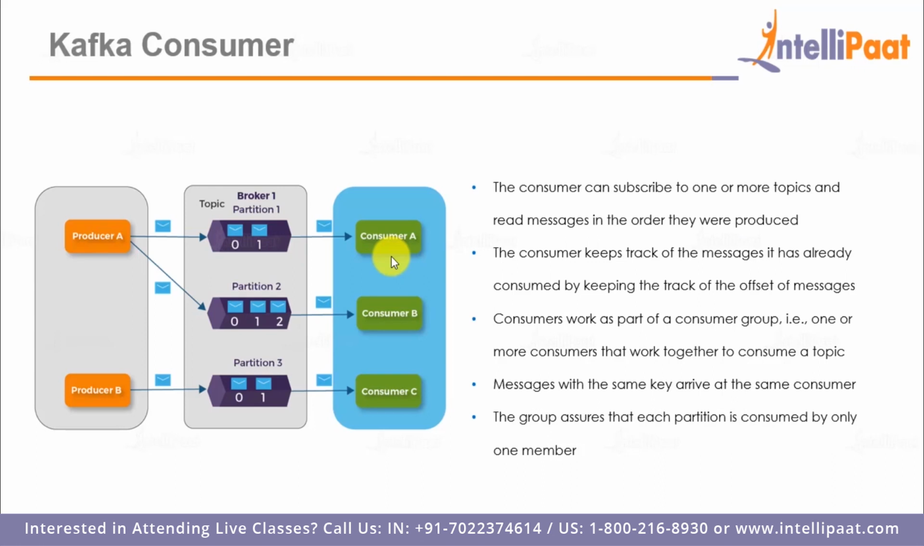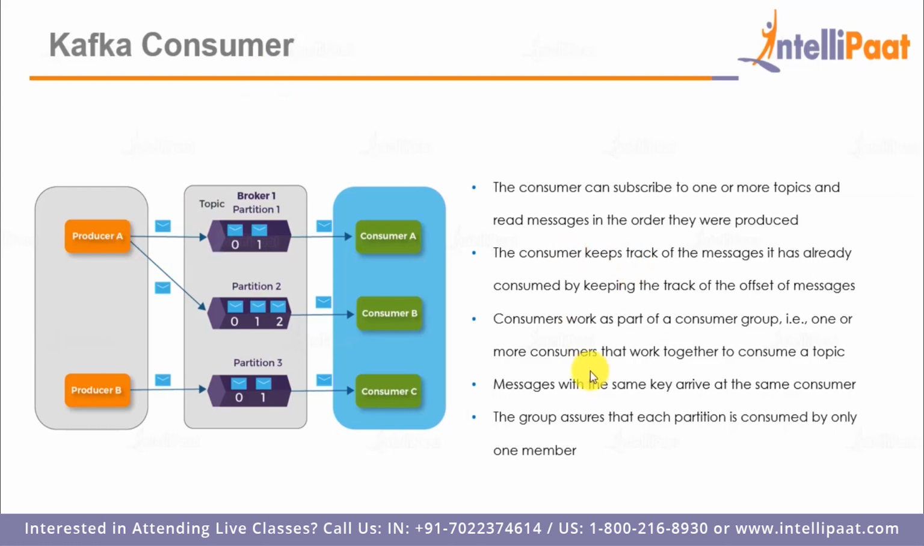Now, finally, let's understand about the Kafka consumer. So the Kafka consumer can subscribe to 1 or more topics and read messages in the order they were produced. So it's not necessary that every consumer has to read only one particular topic. So it's totally fine if one consumer reads more than one topic. And the consumer can keep track of all of the messages it has already consumed by keeping track of the offset of messages. So let's say consumer A reads this message which has offset value 0. Now to remember that it has already read the message at offset value 0, it will keep a glance at the offset value. And since it knows that it has already read the offset value 0, it will go to the next offset and read the message which is present at offset number 1.